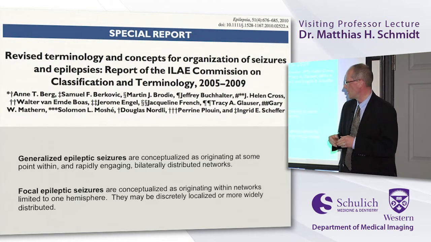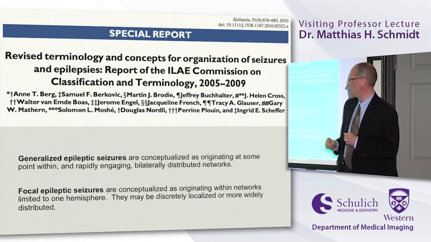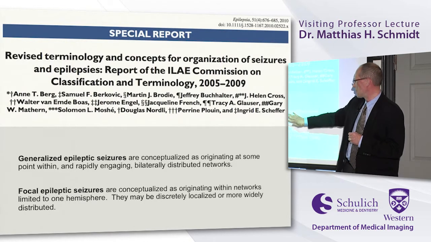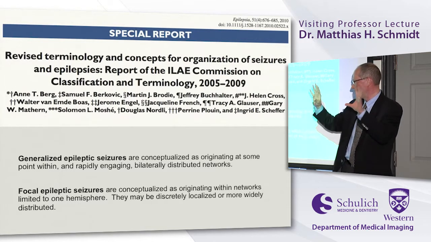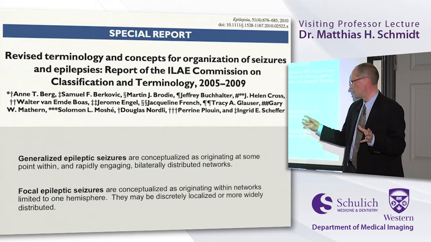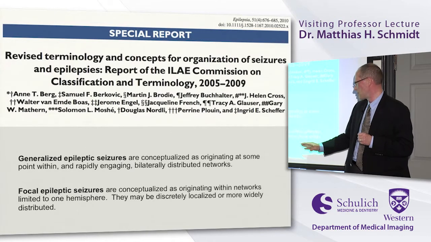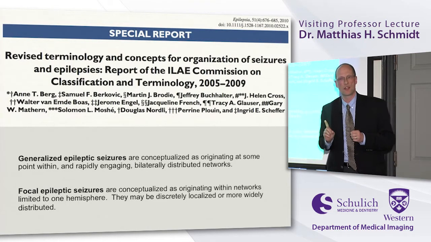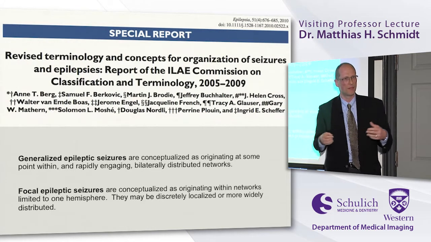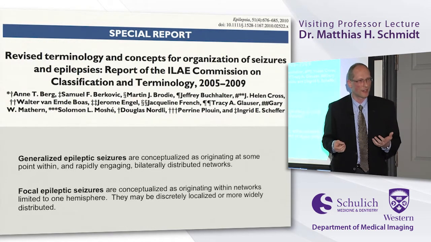heritable factors or lesions. But we still have generalized epileptic seizures, which are conceptualized as originating at some point in the brain and then rapidly spreading bilaterally across distributed networks, and focal seizures that tend to stay within the networks limited to one hemisphere. And that begs the question, what are these mysterious networks?